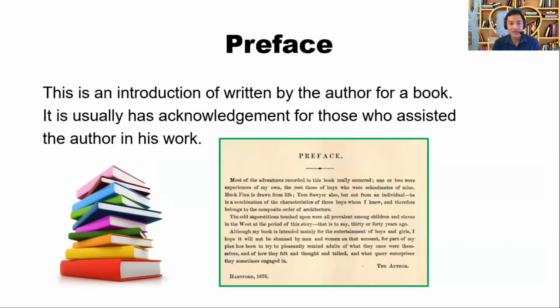We have the preface. What does it mean? It is an introduction written by the author for the book. It is usually the acknowledgement for those who assisted the author in his work. The preface introduces the people who helped the author to finally publish the book.